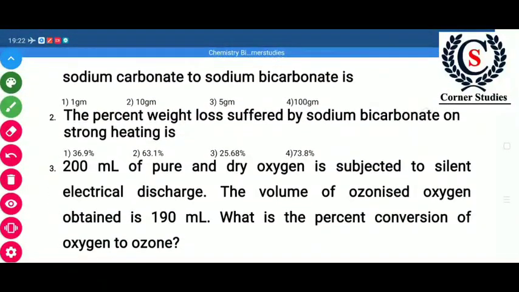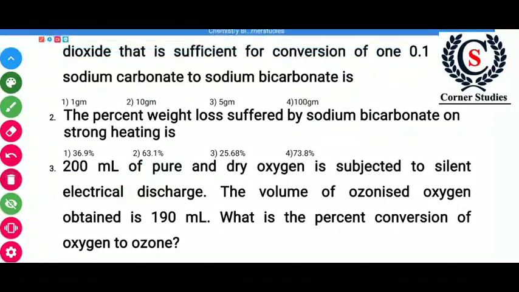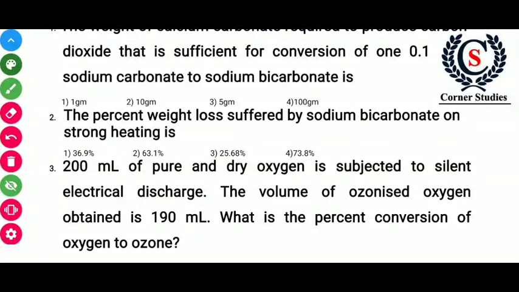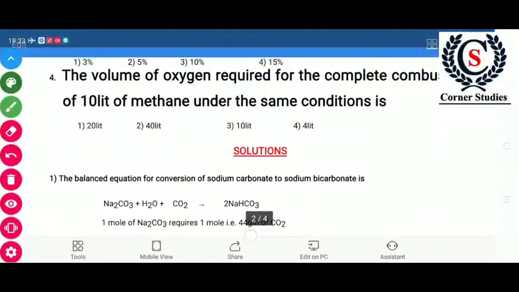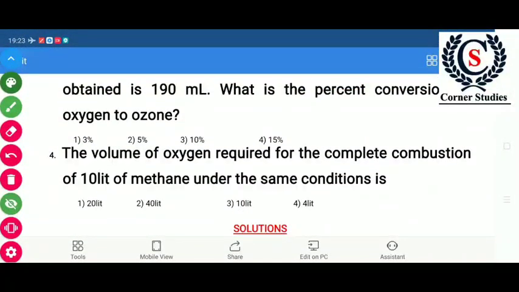Next question. The percent weight loss suffered by sodium bicarbonate on strong heat is? What is the answer? 36.9%. Next question. 200 ml of pure and dry oxygen is subjected to silent electrical discharge. The volume of ozonized oxygen obtained is 190 ml. What is the percent conversion of oxygen to ozone? Answer: 10%.